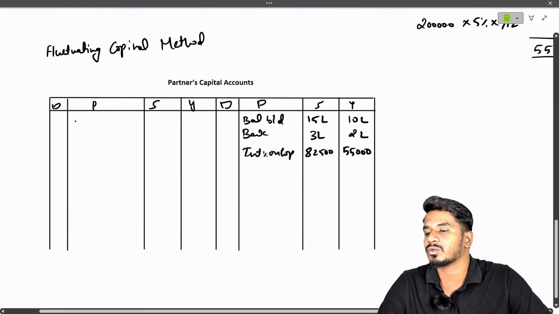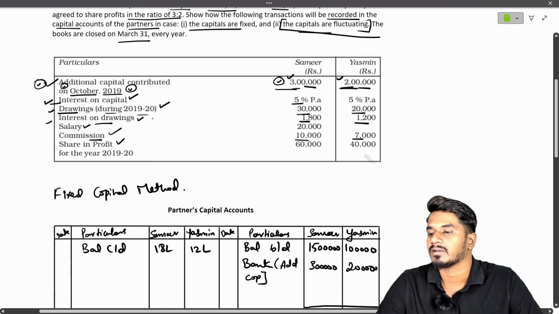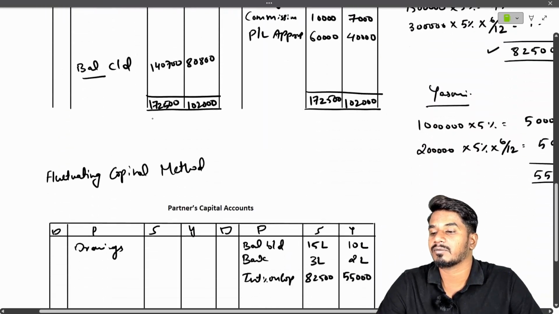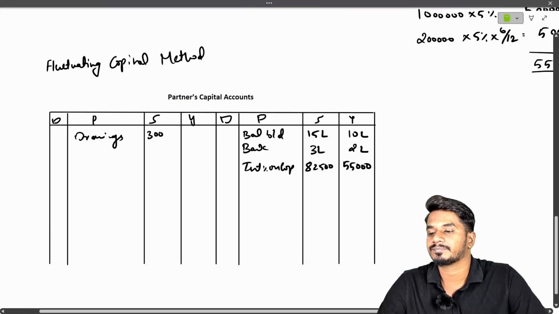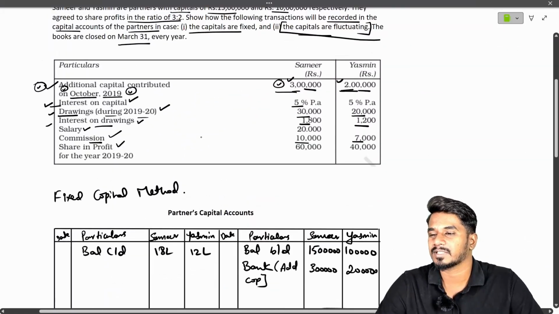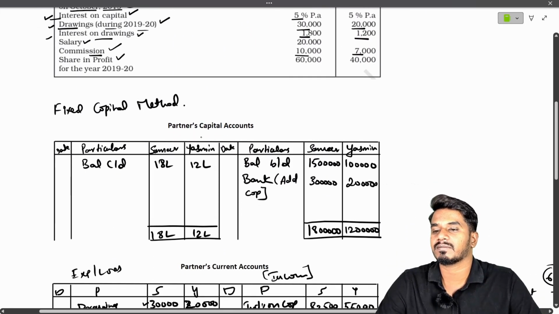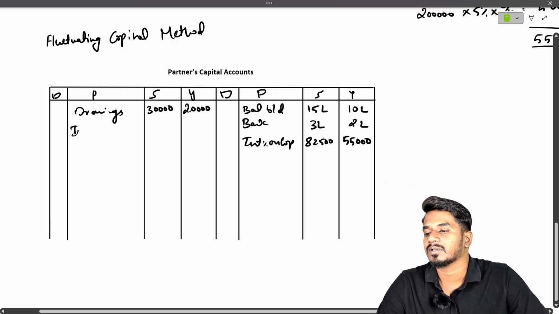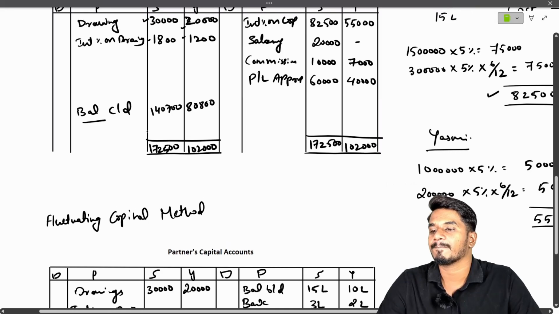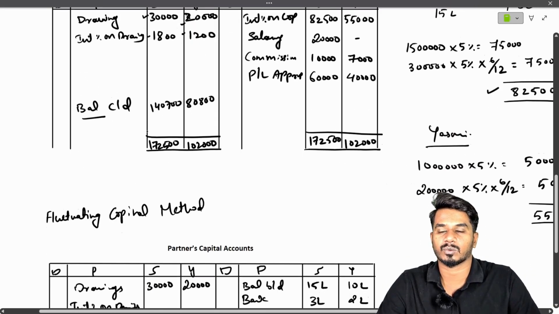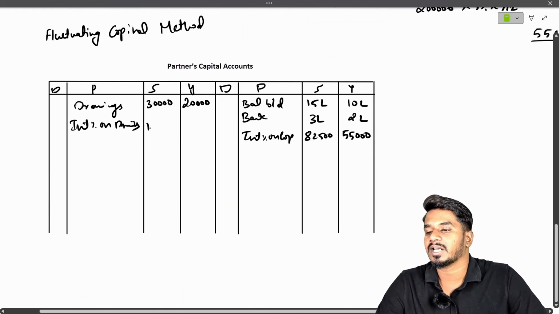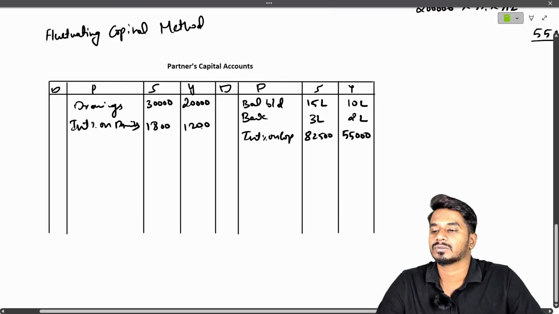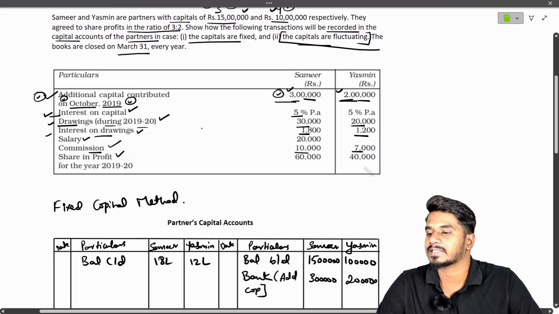The next item given is drawings. In the same account, we will show drawings on the debit side: 30,000 and 20,000. I hope you are understanding it clearly. This is very simple. Interest on drawings is also given, 1,800 and 1,200. Whatever we did in fixed capital, everything will come under one account only. That's it, not more than that. Yes.